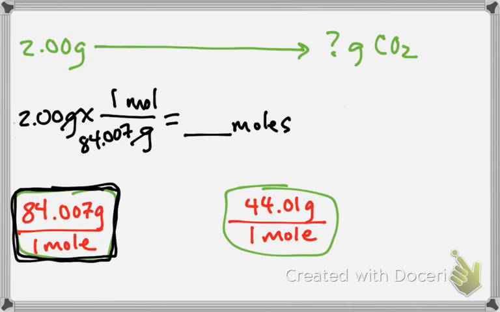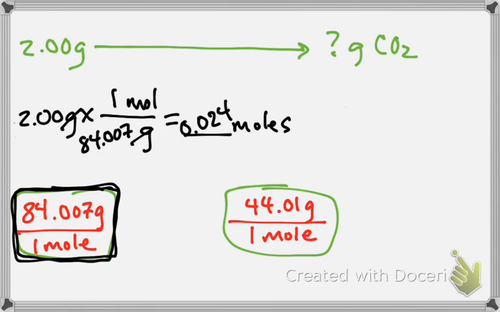I need to get my calculator. Okay, so I'm going to do that out. I'm just going to do 2 divided by 84.007, and I get 0.024 moles. So that's telling me, I already knew that I put 2 grams of baking soda into my reaction, and now I know how many baking soda molecules that actually was. It's 0.024 moles of baking soda molecules.